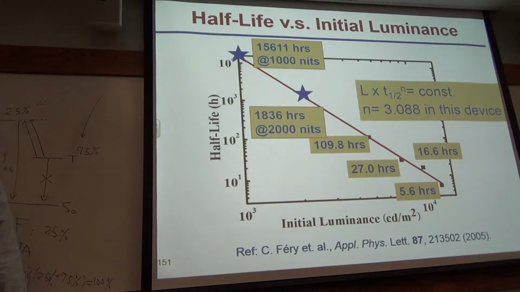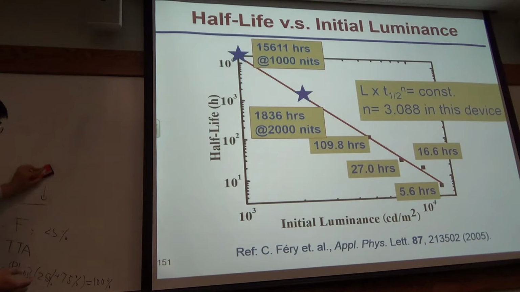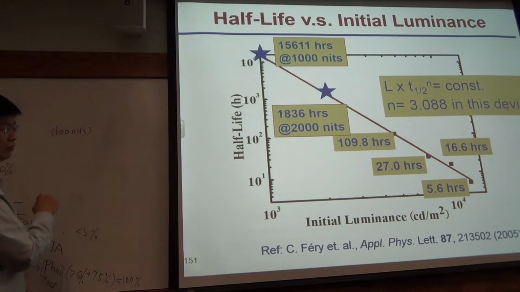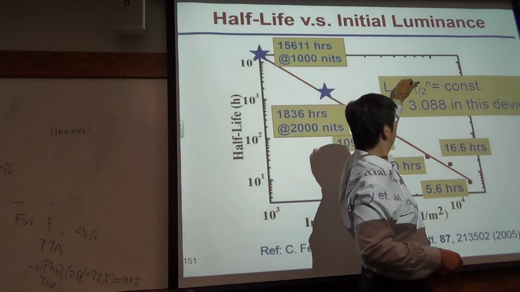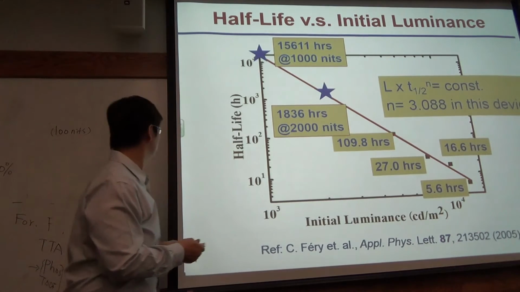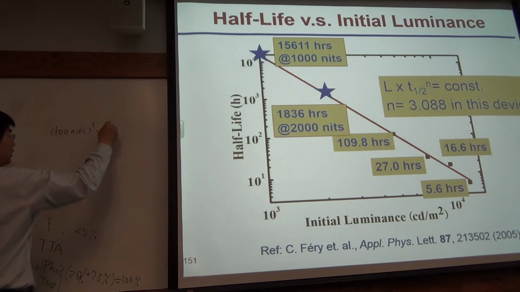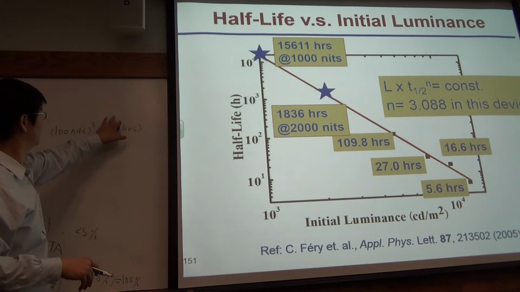So what does that mean? For example, if that is 100 nits, and, oops, is that correct? Oh, that is not correct. The 3 is here, not here. Let's change that. This 3 is over here. And we want maybe 100,000 hours, we hope.